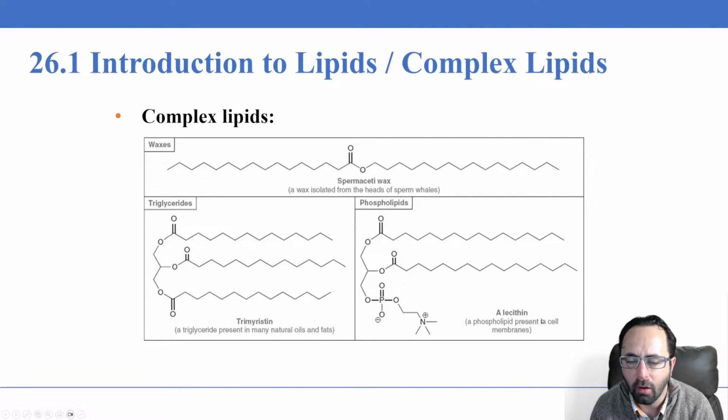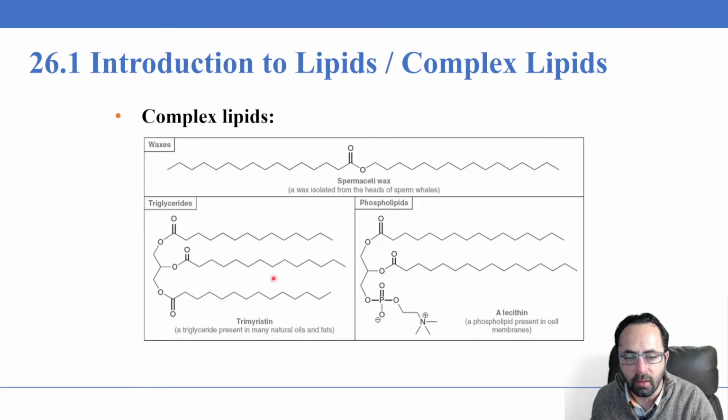So waxes are those lipids that contain an ester functional group with two long hydrocarbon chains on each end. And this makes them extremely water insoluble. An example here is spermaceti wax, which is a wax isolated from the heads of sperm whales. But there are lots of other examples of waxes, like the wax on the outside of an apple, for example, or a leaf. Plants make these as a protective coating.